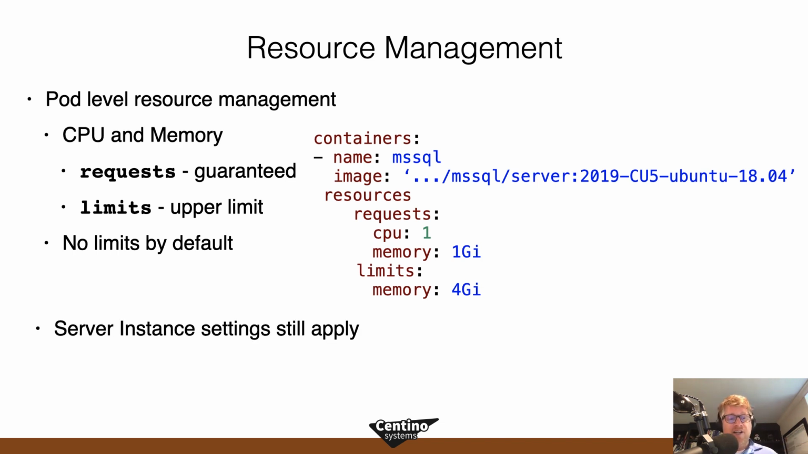As we discussed a second ago, server instance settings still apply. So in this specific scenario, if I said, hey, SQL Server, you can't use more than 3 gigs of RAM by setting max server memory, then SQL Server would only consume up to 3 gigs. My suggestion to you is to set both: set that upper limit in the pod configuration and also set max server memory like you would if you were using a multi-instance failover cluster.